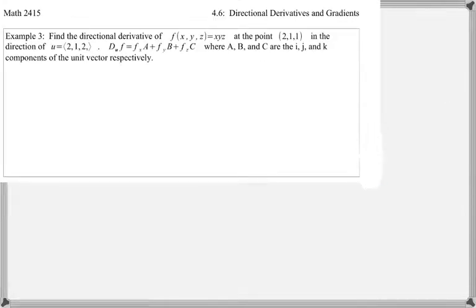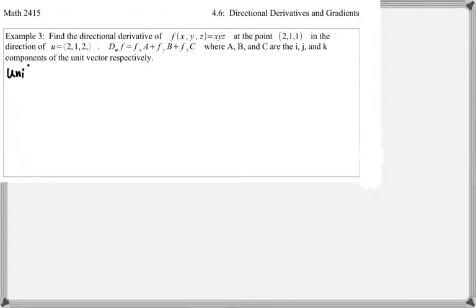Let's look at a function in 3 variables. Find the directional derivative of f(x, y, z) = xyz at the point (2, 1, 1) in the direction of u = <2, 1, 2>. That's your vector. The directional derivative of f in the direction of u is going to be the partial of f with respect to x times a, plus the partial of f with respect to y times b, plus the partial of f with respect to z times c, where a, b, and c are the i, j, and k components of the unit vector respectively.